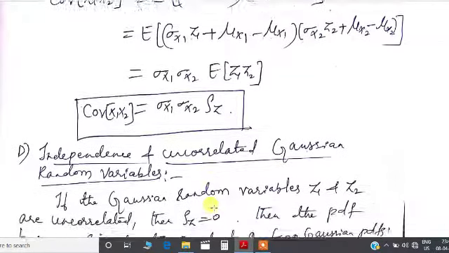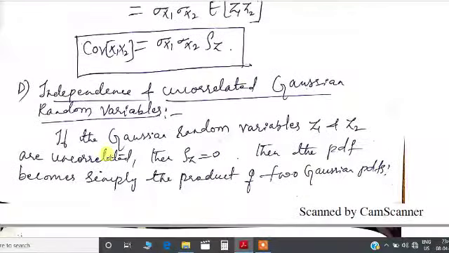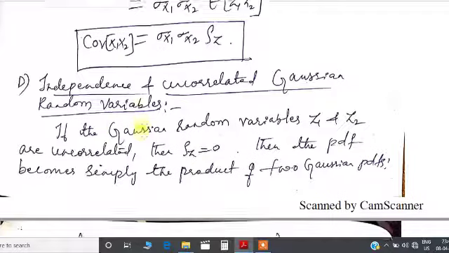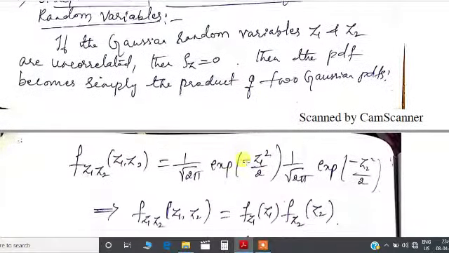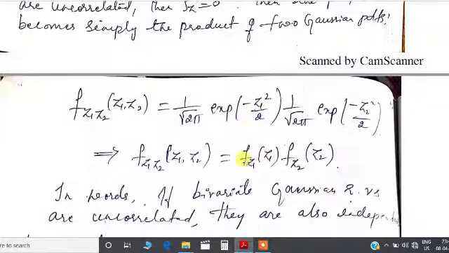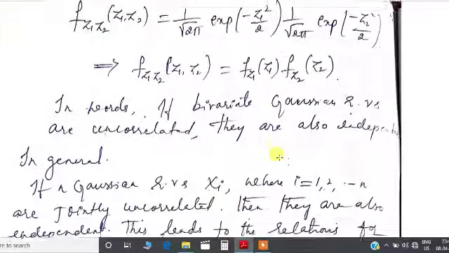The last thing we have with respect to the Gaussian bivariate random variable is independence and uncorrelatedness. If the Gaussian random variables Z1 and Z2 are uncorrelated, then rho Z is equal to 0. Then the PDF becomes simply the product of two Gaussian PDFs, as I have shown here. If the bivariate PDF is a product of two marginal PDFs, then we say that Z1 and Z2 are independent. In other words, if the bivariate Gaussian random variables are uncorrelated, then they are independent.